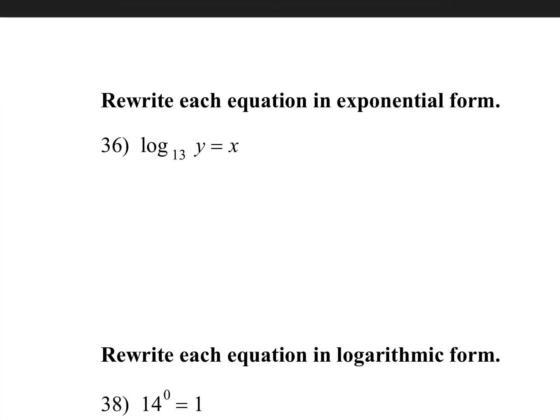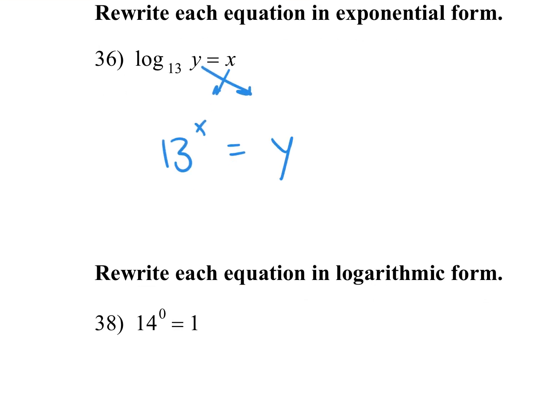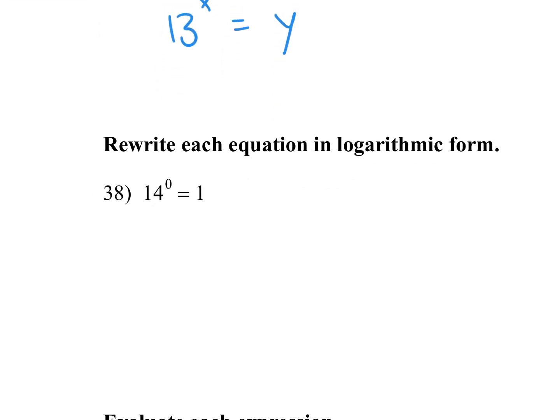So for 36, we have to write each equation in exponential form. So what's my base? 13. What's the exponent? x plus 1. Awesome. So we just switch these two. For 38, we're putting it in log form. So I start with the word log. What's my base? 14. And then we switch these two. So 1 and then 0.